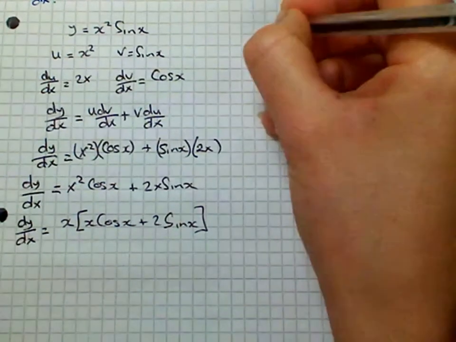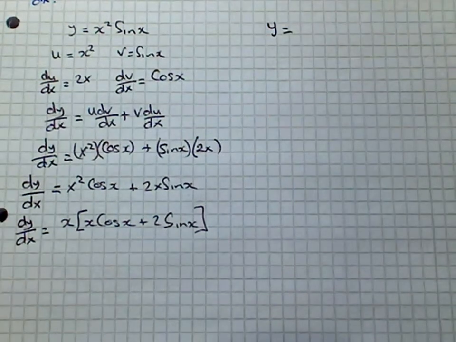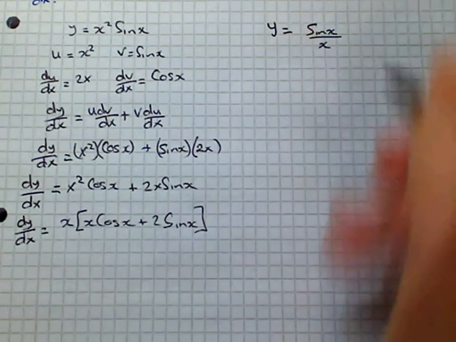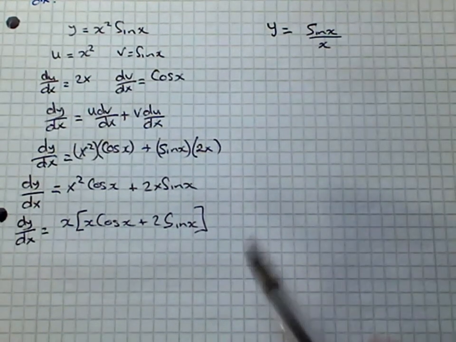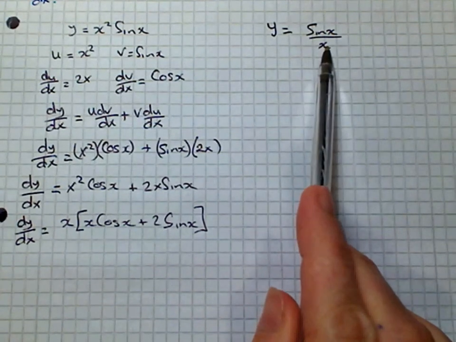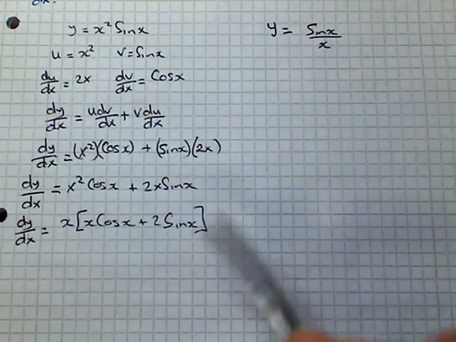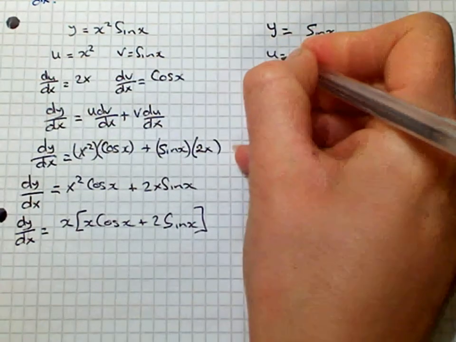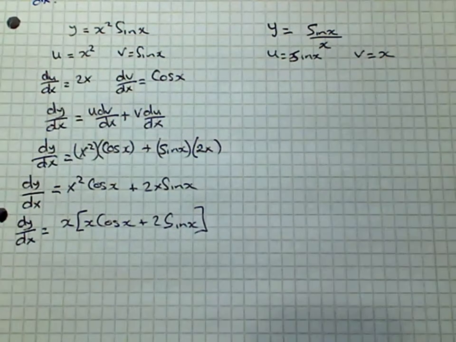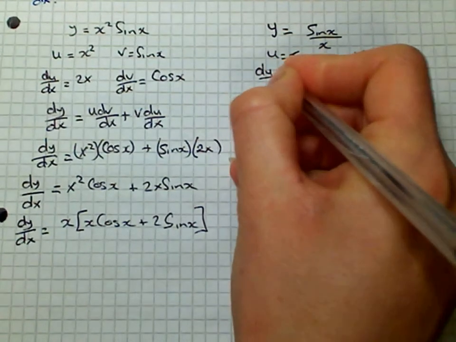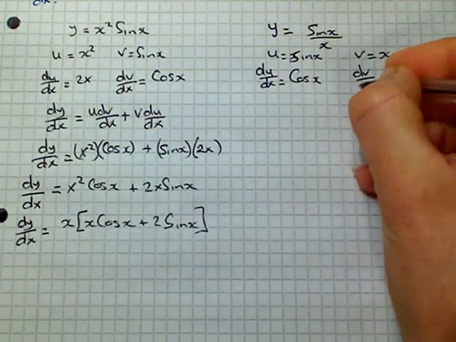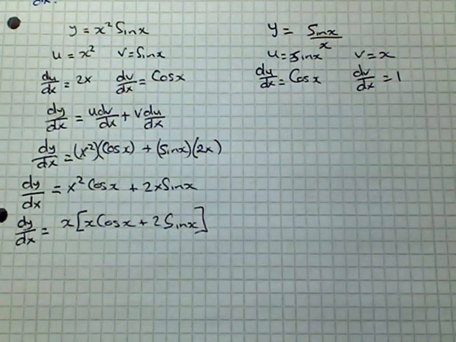The next example would be if you had something like y is equal to sine of x all over x. Okay, so clearly it's a quotient rule, so it's sine of x divided by x. It's something other than a number on the bottom. So u is equal to sine of x and v is equal to x. du dx is cos of x, dv dx is equal to 1.